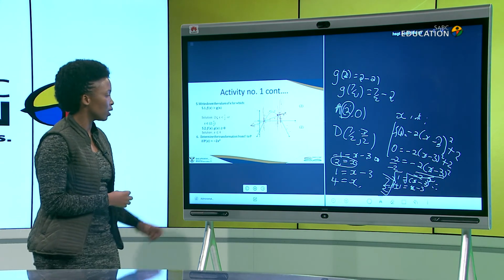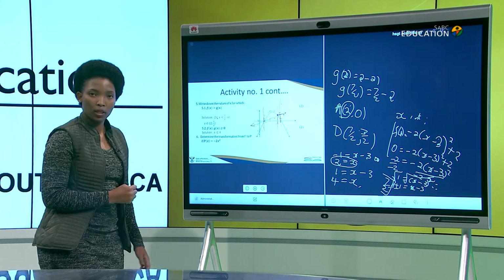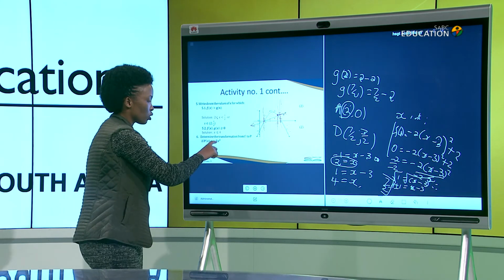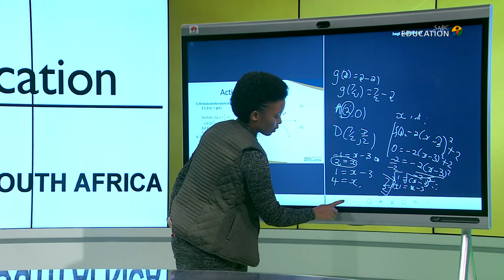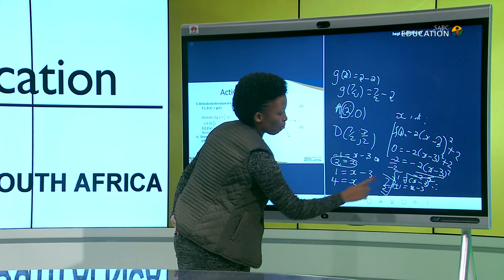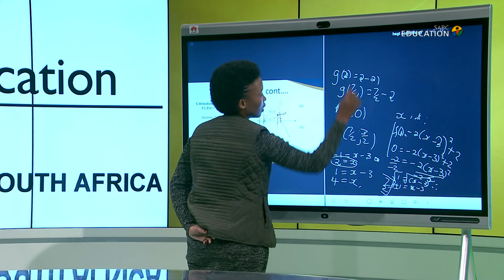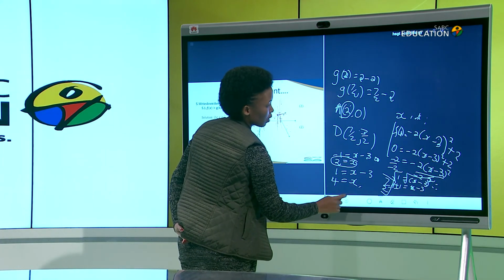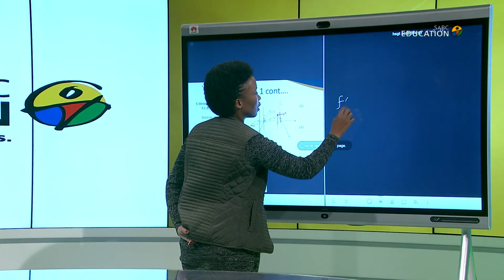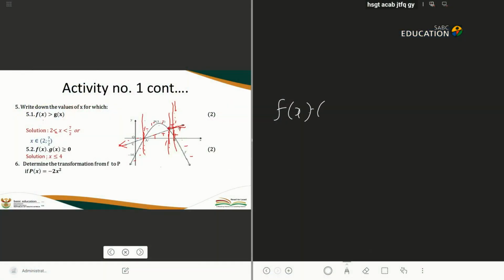Now let's look at the transformation. Determine the transformation from f to p if p at x is equal to 2x squared. Now, from our original graph, we were given that f at x is negative 2 into x minus 3 all squared plus 2. This is our original function.